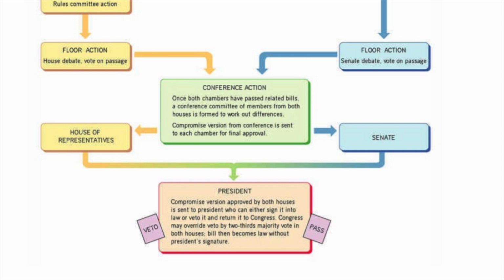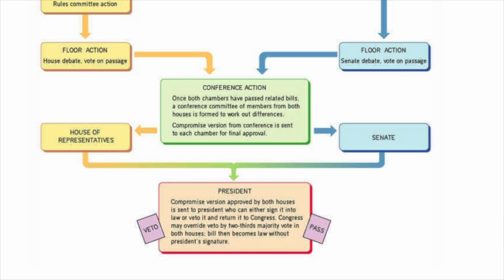Here's the second half of the flow chart. Again, you see the Rules Committee in the top left of your slide. The rest of this is identical. It would go to floor action, and on the floor of the House or the Senate, they would debate, sometimes adding amendments, but usually most amendments and nitty-gritty of the lawmaking is done in subcommittee.